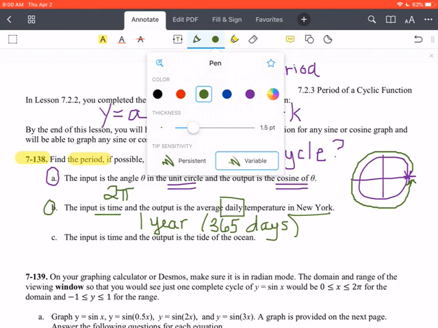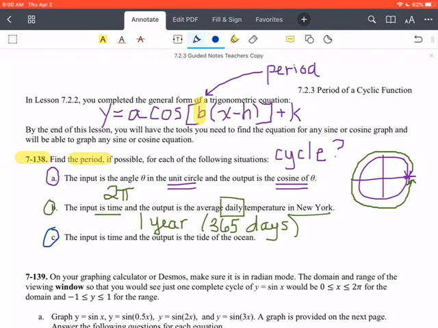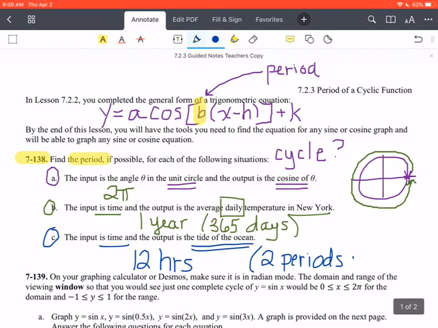And then on C, it says the input is time again, but the output is tide of the ocean. I don't think this is as common knowledge unless you visit the beach often, but at the beach, you have high tide and low tide, and every 12 hours, the tide reaches its highest and its lowest. So we would say that one period is 12 hours. So how many cycles are there in one day? We could say that there are 2 periods, 2 cycles in one day.